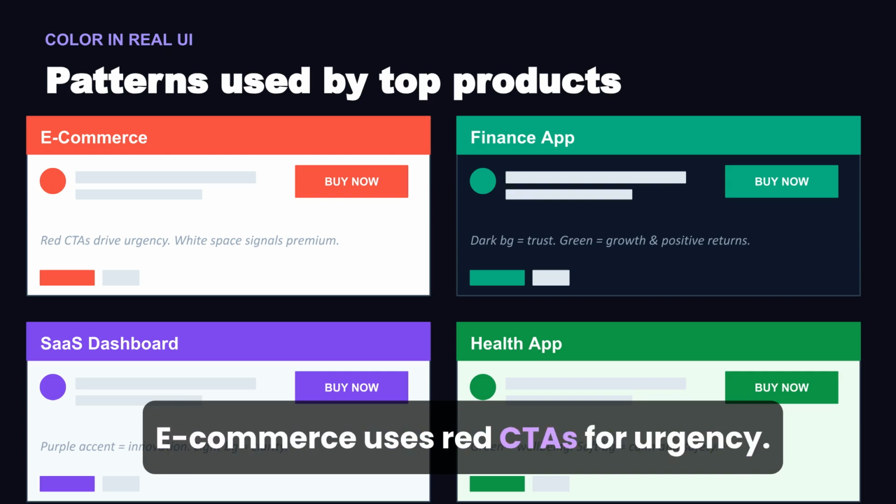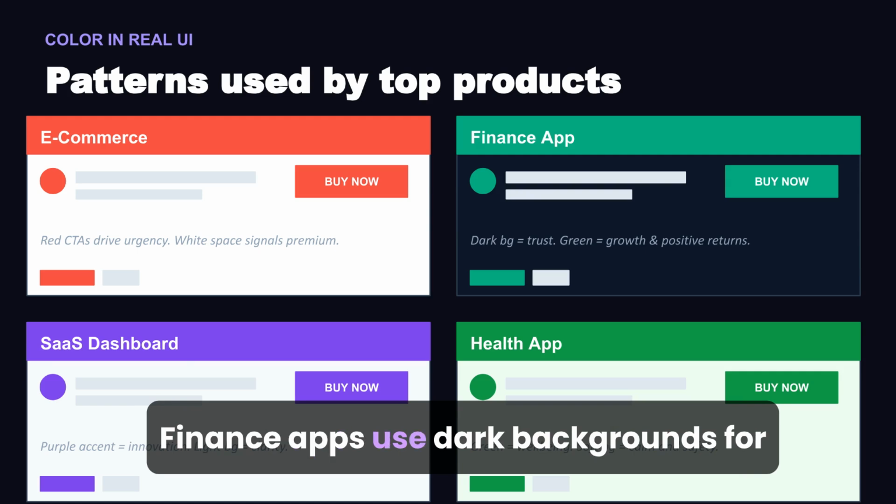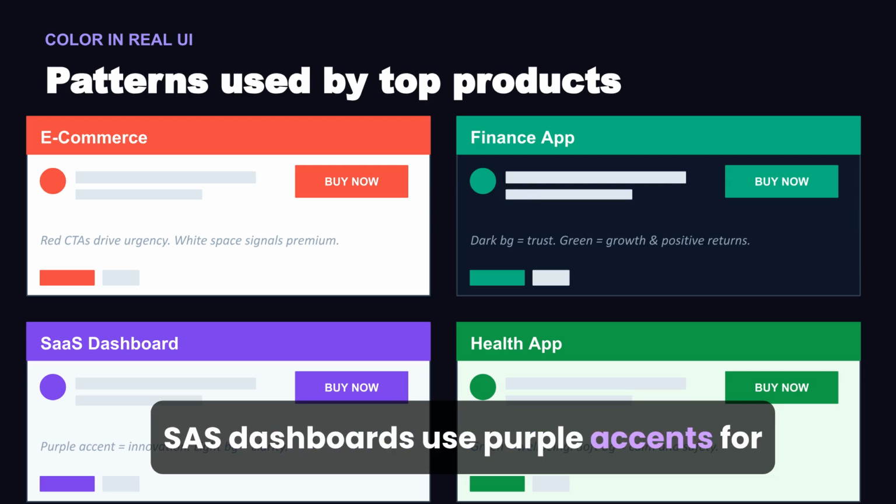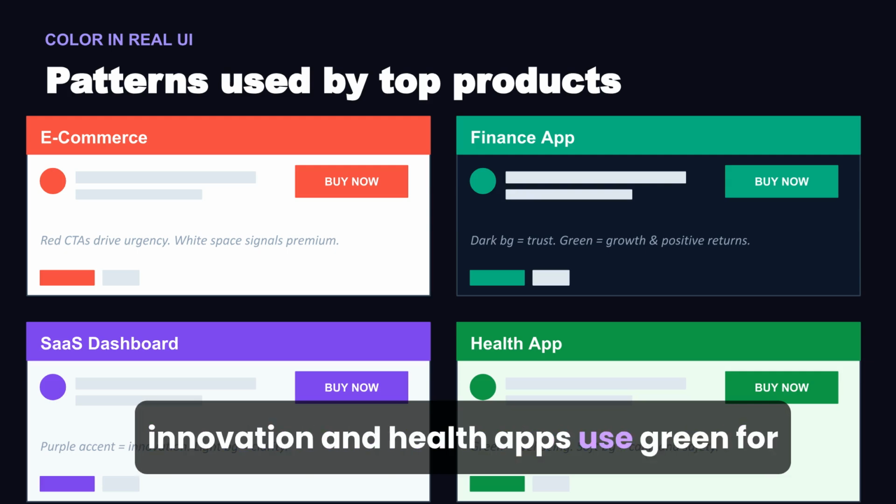E-commerce uses red CTAs for urgency. Finance apps use dark backgrounds for trust and green for growth. SaaS dashboards use purple accents for innovation, and health apps use green for well-being.